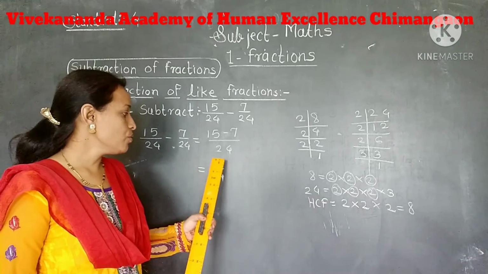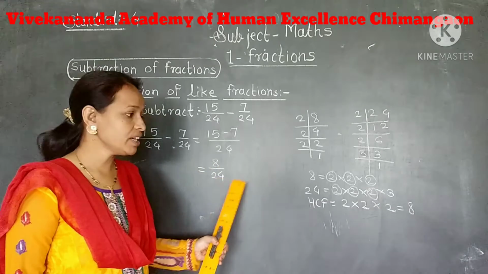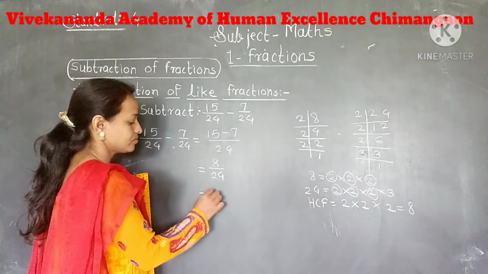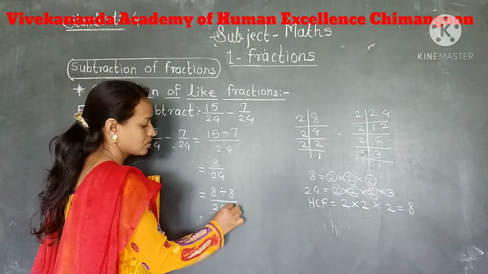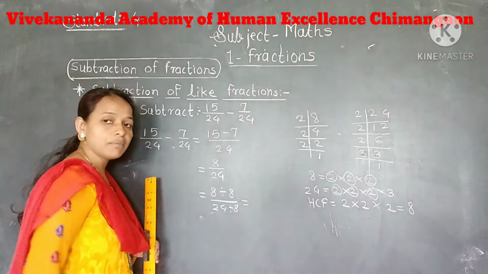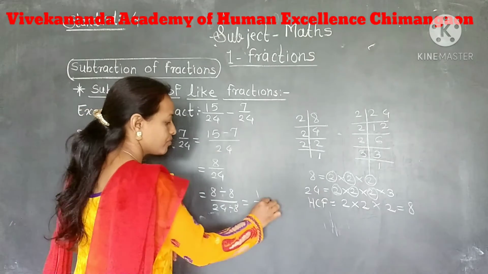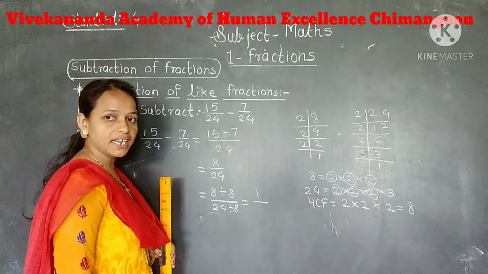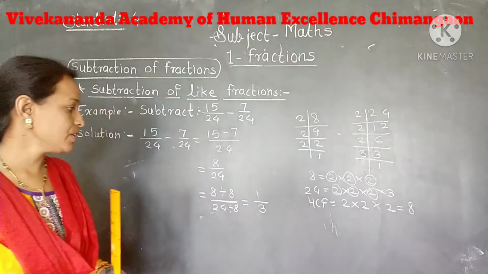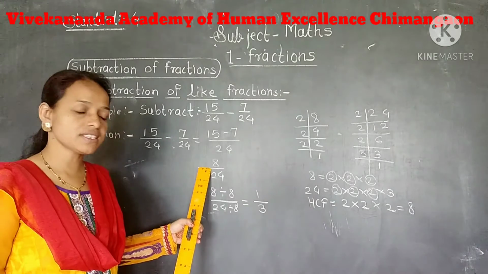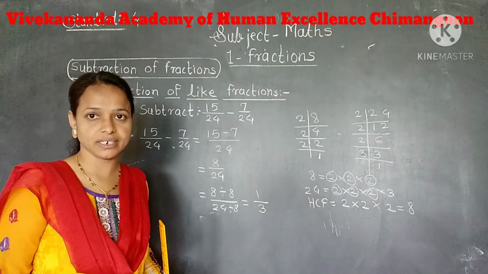Now we divide numerator 8 and denominator 24 by 8. So we divide 8 by 8, we get quotient 1. And we divide 24 by 8, 8 3s are 24, we get quotient 3. In this way we reduce this fraction into lowest terms as 1 upon 3.